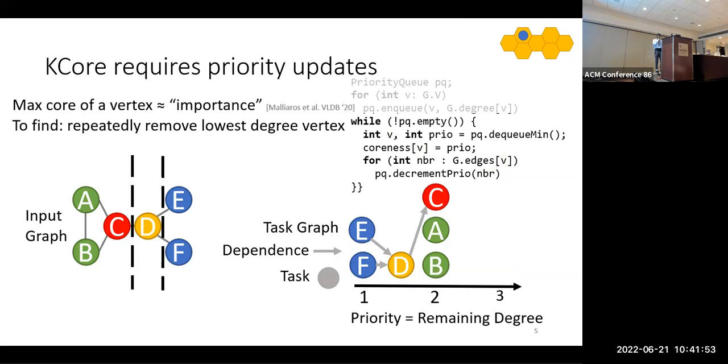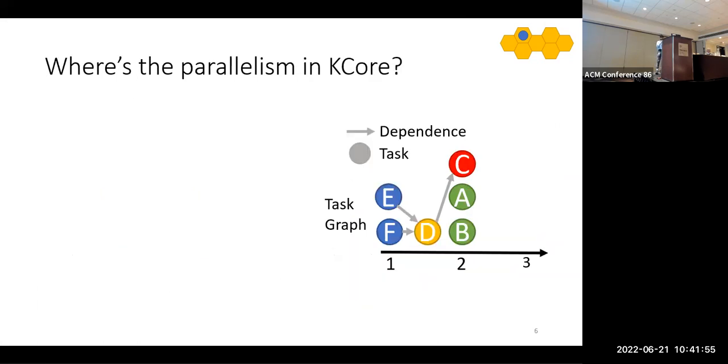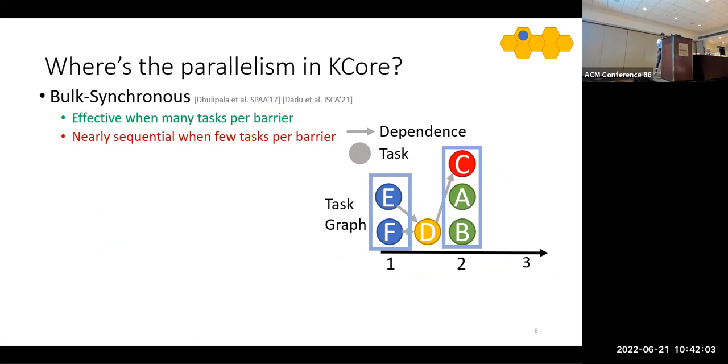The question here is, where can we find parallelism in K-core? Well, there are 3 techniques for extracting parallelism from priority queues. The first is a bulk synchronous approach, where we execute equal priority tasks in parallel. We can see that there's some bulk synchronous parallelism here, but also that it's limited.